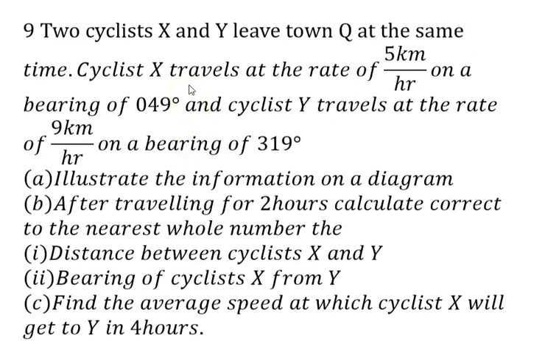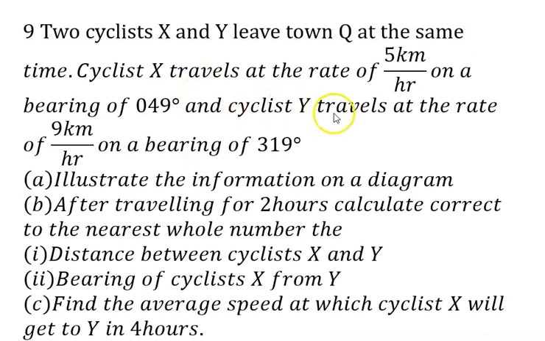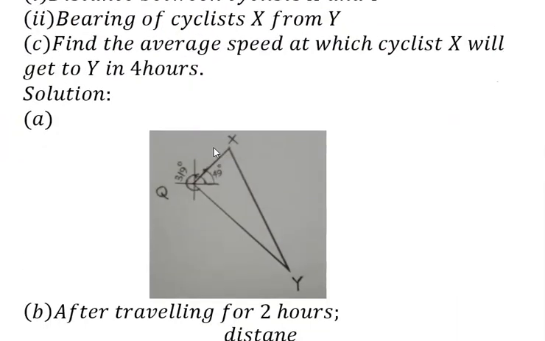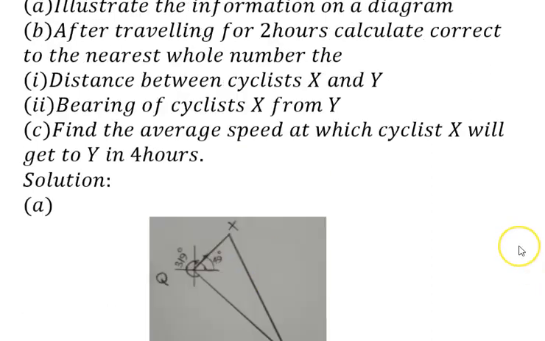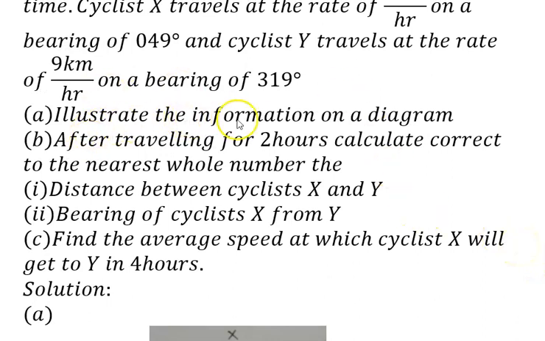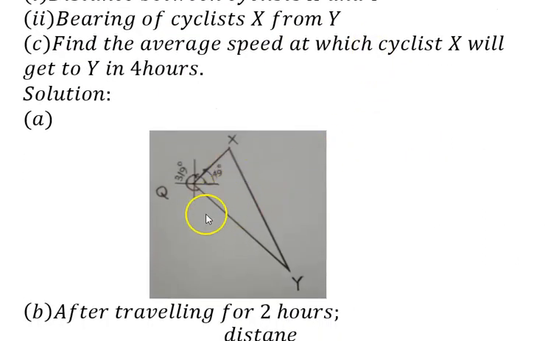Beautiful. Now the second one, cyclist Y, travels at the rate of 9 km per hour on a bearing of 319. So where will 319 fall? From here to here is 90, less than 319. Then 180, less than 319. Then 270, less than 319. Then 319 will fall within this range, the fourth quadrant. So it will travel this way. Beautiful. So we've been able to illustrate this on this diagram.